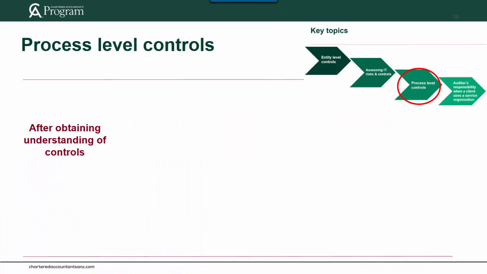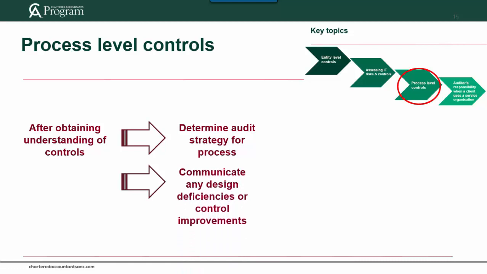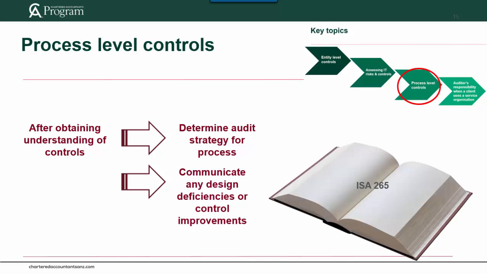So after obtaining an understanding of controls, this will inform the auditor's decision about the audit strategy, such as whether a controls-based approach should be taken for a process, and if so, which controls should be selected for testing. The auditor will also need to consider whether any design deficiencies or control improvements need to be communicated to those charged with governance and, where appropriate, to management in accordance with ISA 265.